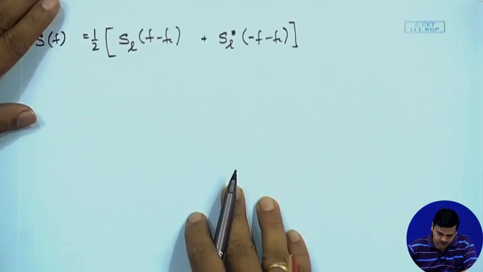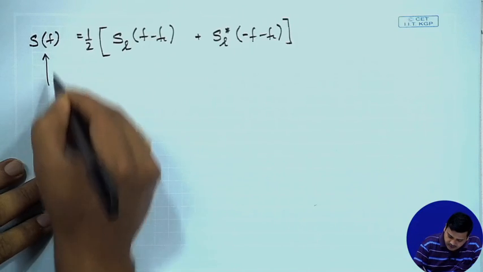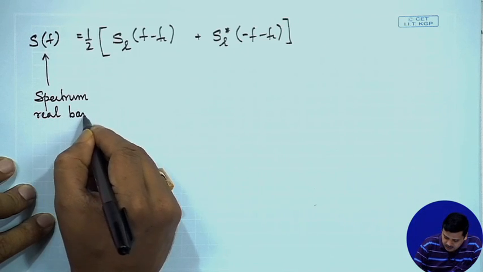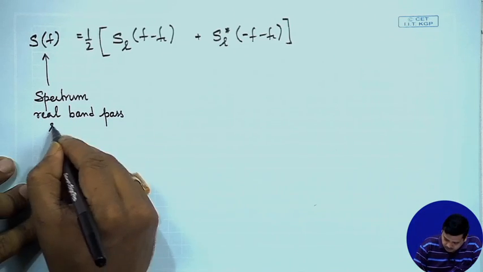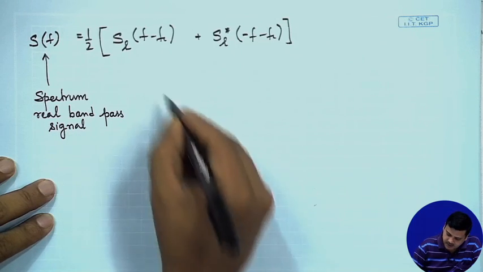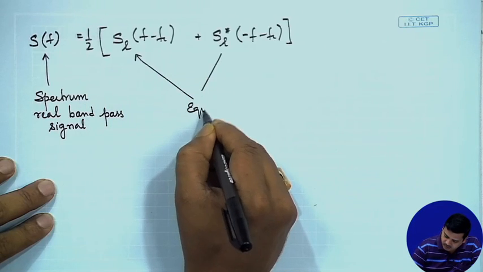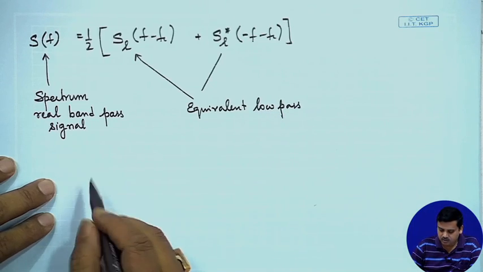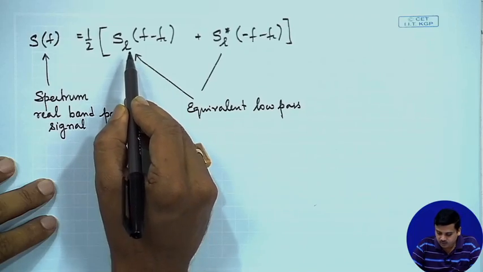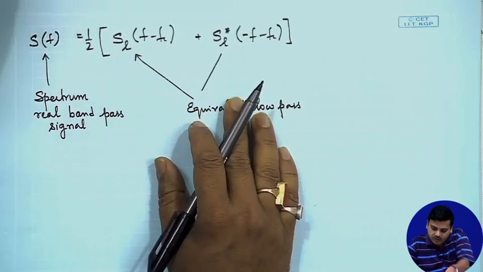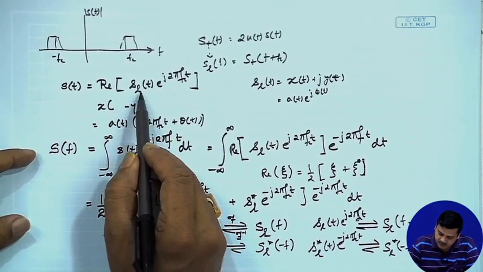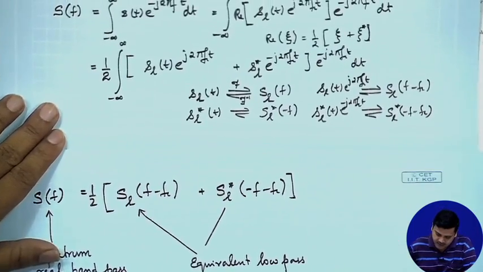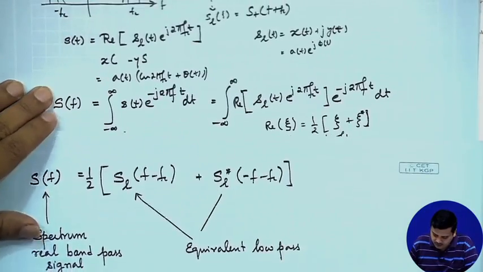So, what we see through this particular relationship is that the spectrum that we have on the left, the spectrum of the real band pass signal, can be represented in terms of its equivalent low pass signal. That means the spectrum in the pass band can be related to the spectrum of the equivalent low pass, where we had already stated that S_L(t) is the representation of the equivalent low pass of s(t), and we have gone to S(f) and we have related S(f). If we place it this way, it will be clear.